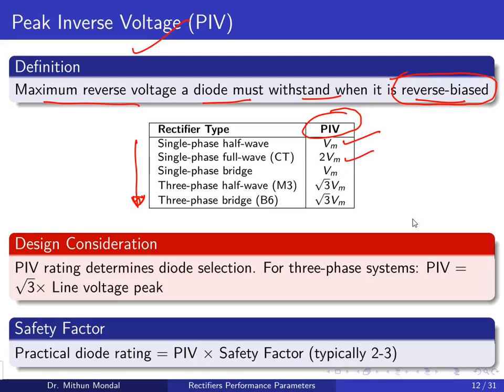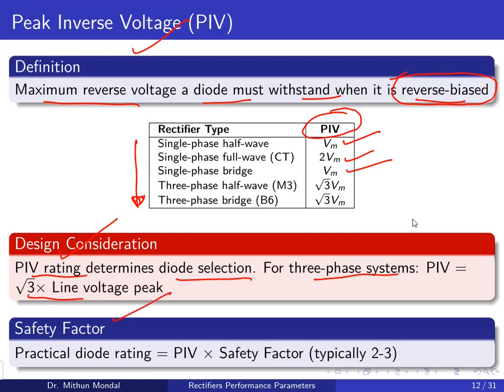2 Vm we have for single phase full wave and Vm for single phase bridge rectifier. So we need to do proper design consideration where the peak inverse voltage rating determines the diode selection. So it is the three-phase system where the peak inverse voltage is the highest, which is √3 times the line voltage peak.